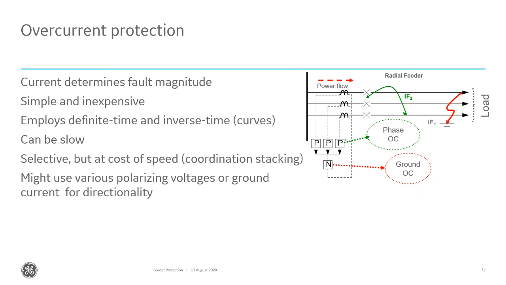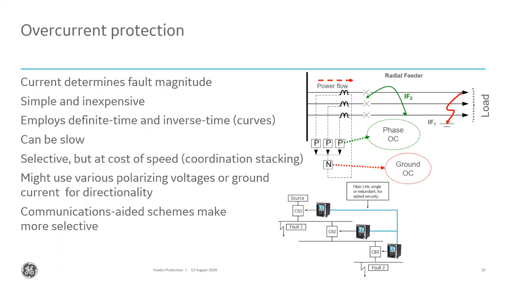Selective meaning they're only going to trip for faults within their zone. They're not going to trip for faults, for example, on a feeder branch that has a fuse on it. But we're sacrificing speed because we need to slow that down to coordinate with that fuse. We can use communication schemes to speed up that process, to be able to trip faster and not have to coordinate. We can use communication schemes to be more selective and speed up that tripping.